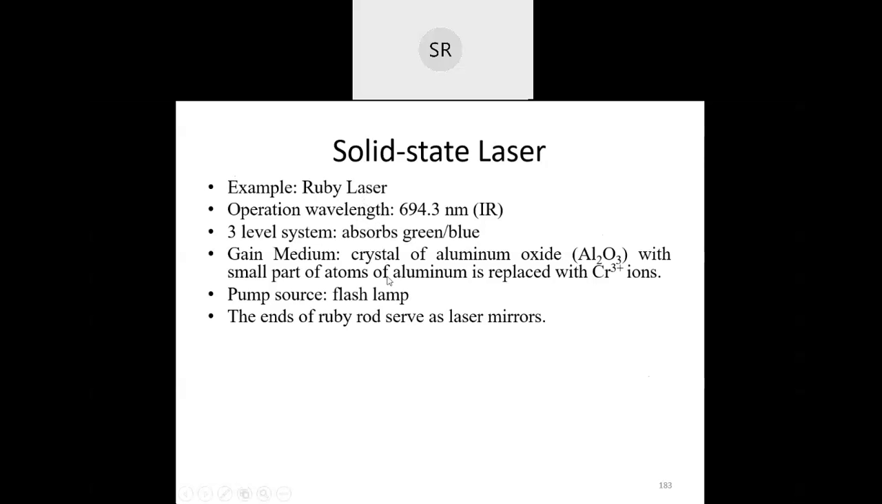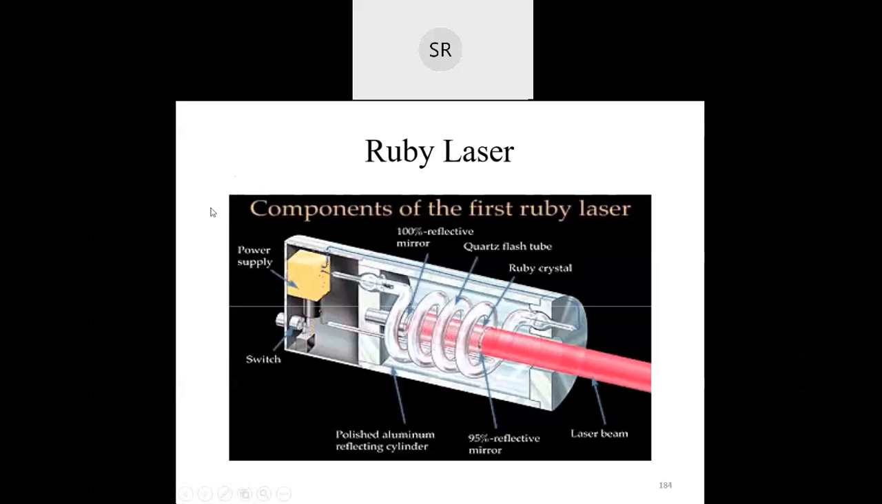In these devices, population inversion takes place. The operation wavelength is 694.3 nanometers, which is in the infrared band. It has a three-level system and absorbs green-blue light. The gain medium is a crystal of aluminum oxide in which a small part of the aluminum atoms is replaced with chromium 3 ions. The pump source is a flash lamp, and the ends of the ruby rod serve as the laser mirrors. This is the ruby laser.